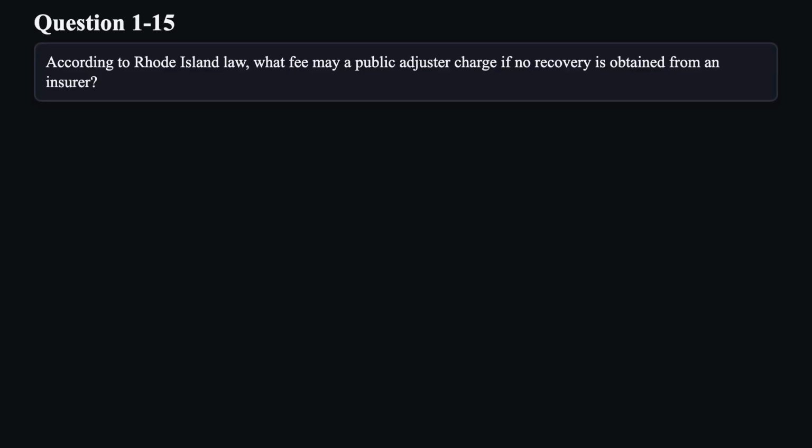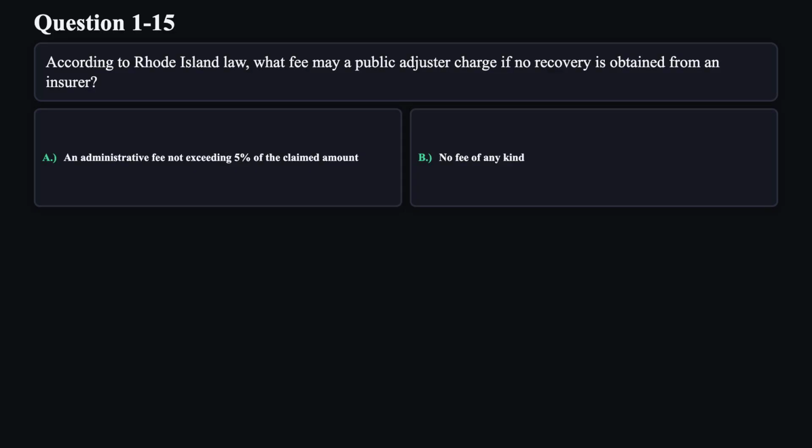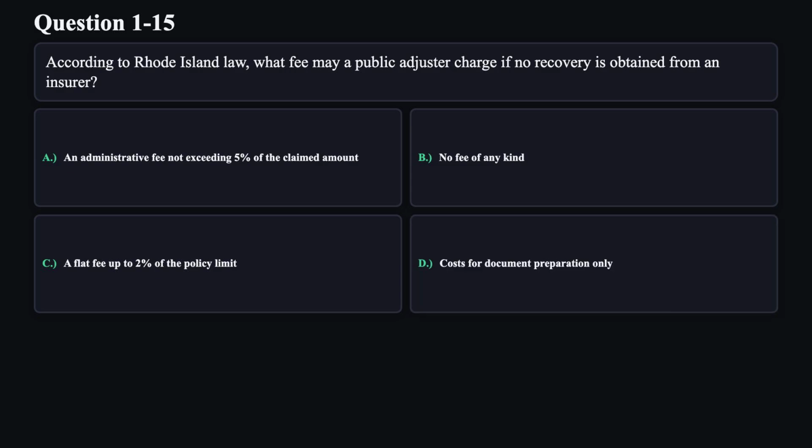Question 15. According to Rhode Island law, what fee may a public adjuster charge if no recovery is obtained from an insurer? A. An administrative fee not exceeding 5% of the claimed amount. B. No fee of any kind. C. A flat fee up to 2% of the policy limit. D. Cost for document preparation only.